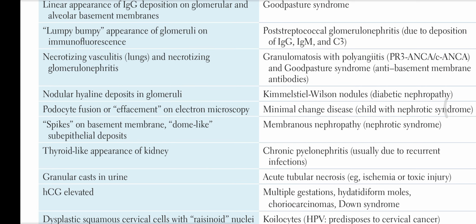Necrotizing vasculitis in lungs and necrotizing glomerulonephritis. It is seen in granulomatosis with polyangiitis, PR3 ANCA, and Goodpasture syndrome, anti-basement membrane antibodies.